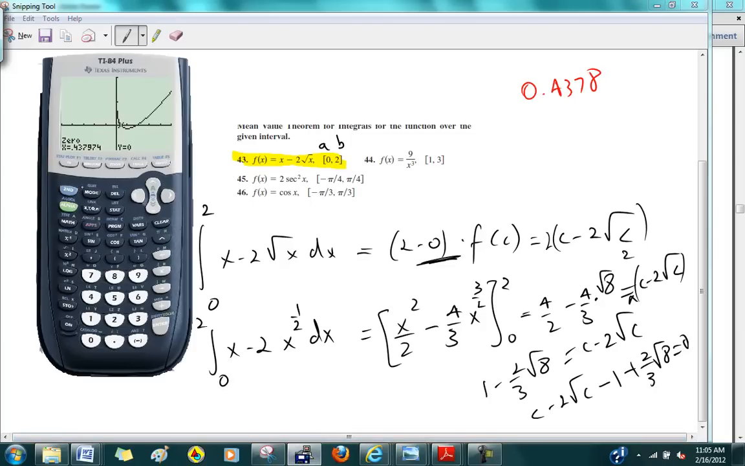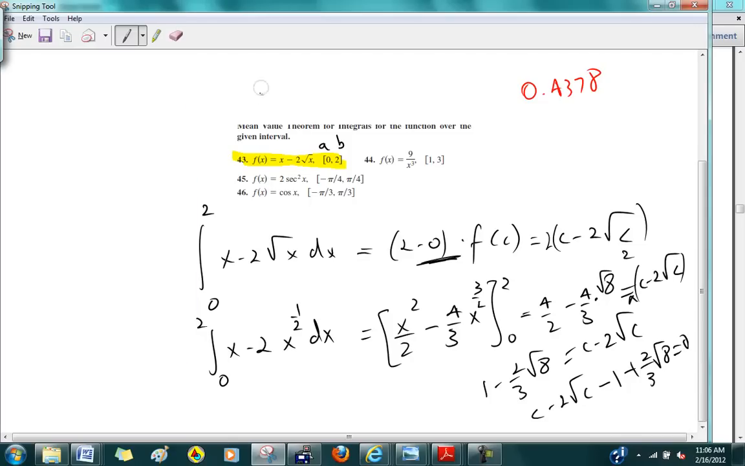My second answer, I'm going to go second calc this guy again, number 2, bring it over to the other intersection point, enter, enter, enter, and I get 1.7908. Okay, 1.7908. So those are my 2 C values, and they are both between 0 and 2. Okay, so that seems reasonable.